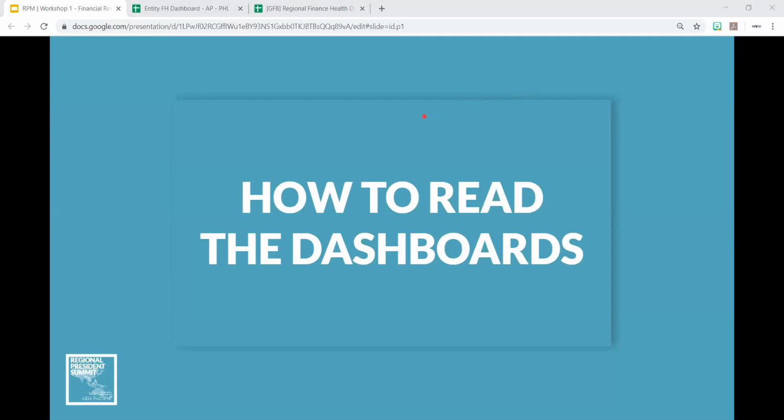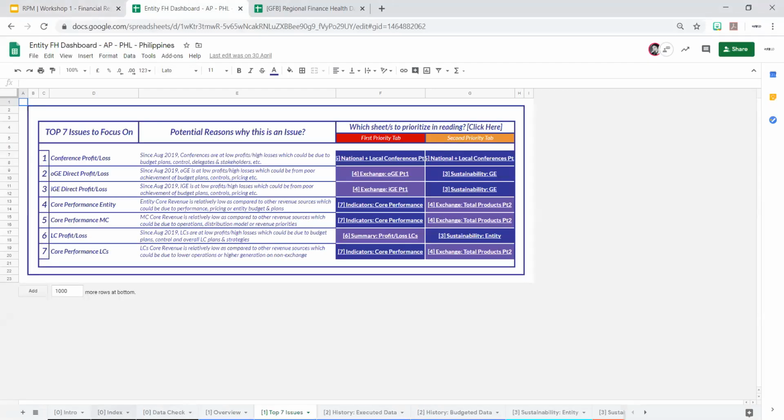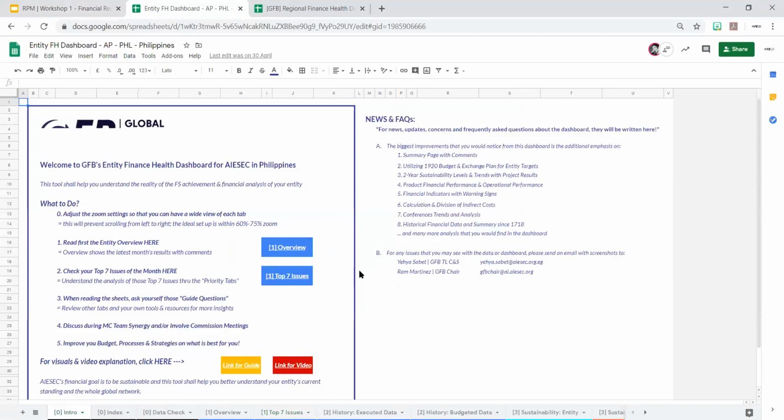In terms of how to read the dashboard, I will use one of the entity dashboards that we have. I'm just going to show you what I would usually see. When you open the dashboard, you would immediately see the intro page. The intro page has the instructions or guides that you can read through on how to use the dashboard. Hopefully, this was one of the tasks before the FCP summit, and you already looked into this. So this is the intro, and the first thing you would actually go to is the overview tab.